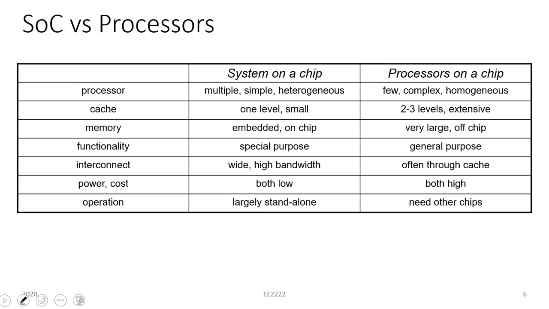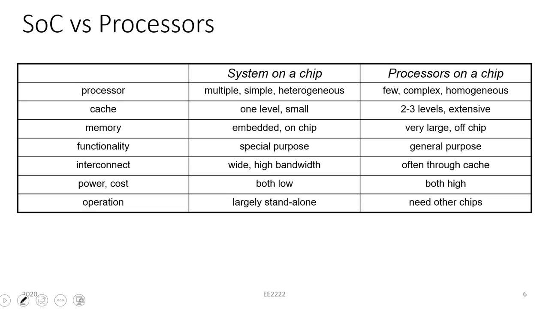Then SoCs will also support a lot of interconnect bandwidth, so they will support various interconnect capabilities and things like that. Whereas with processors, there's only through cache memory, through memory-based communication is the main one that would be available there.